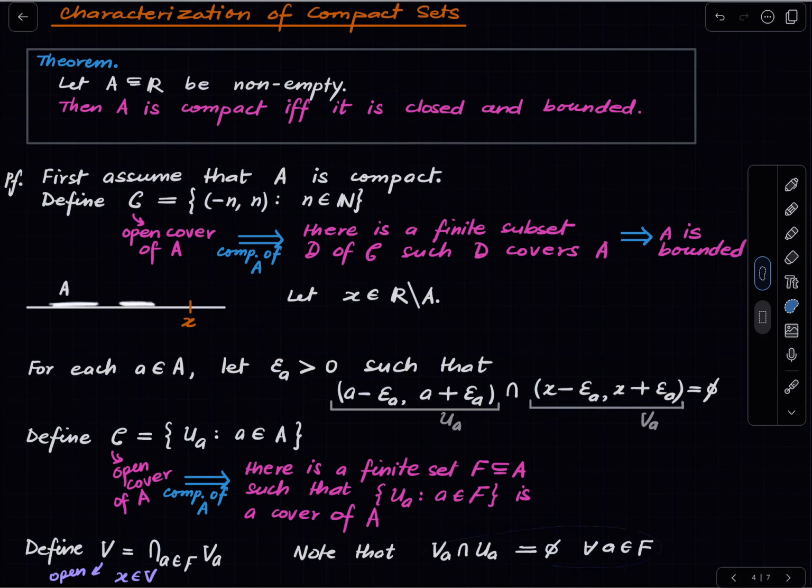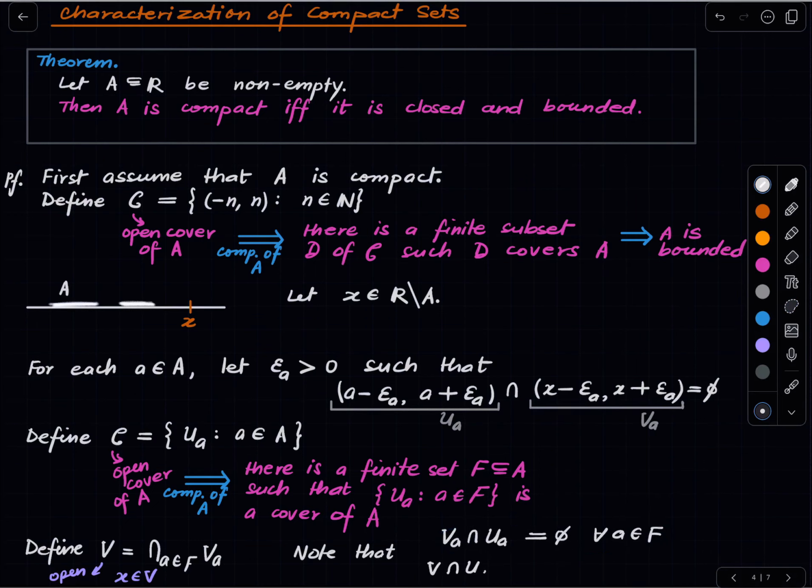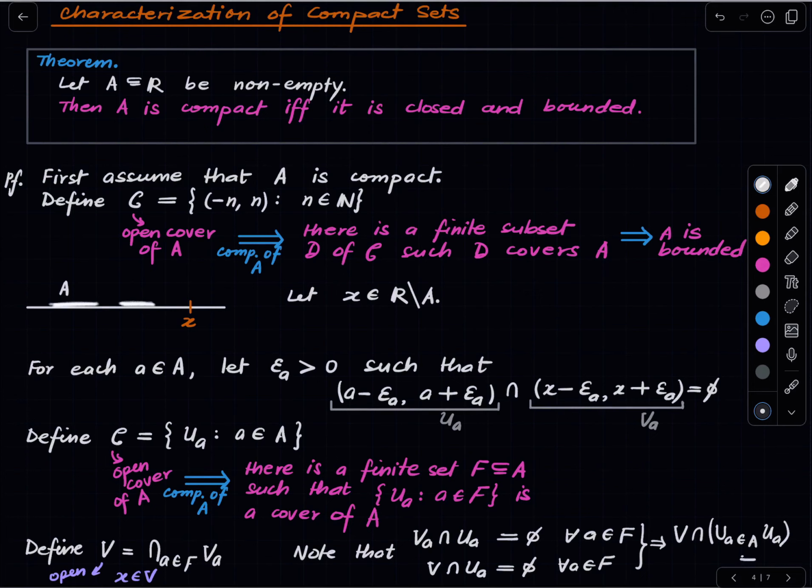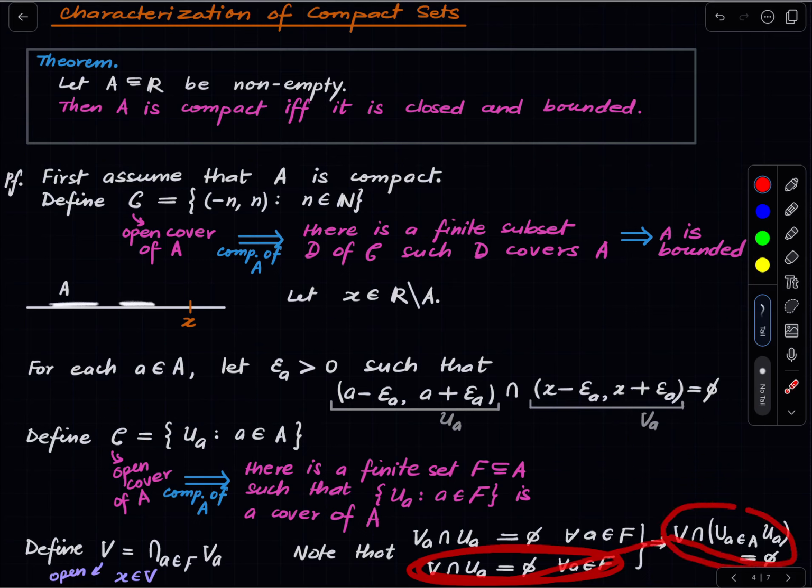And therefore, V intersection UA is also empty for all A in S, which implies V intersection the union is also empty. So this equation implies that if V is disjoint from every UA, then it is also disjoint from the union.